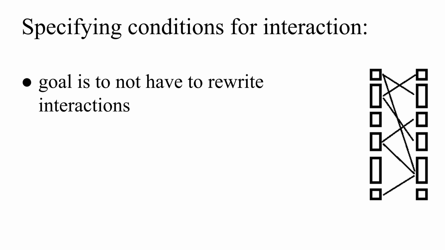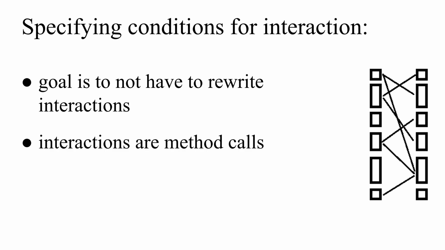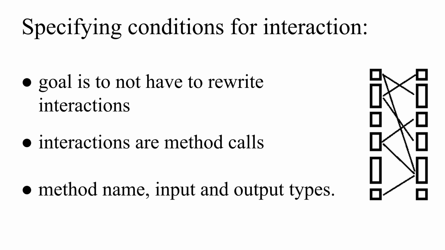How do classes interact? They interact through method calls. What constitutes a method call? That would be the method name, input arguments, input types, and output type. In other words, the method signature. So we want to be able to freely make changes to classes as long as these changes do not touch the method signatures. That's all there is to it. Specifying conditions for interaction is therefore done by specifying method signatures.